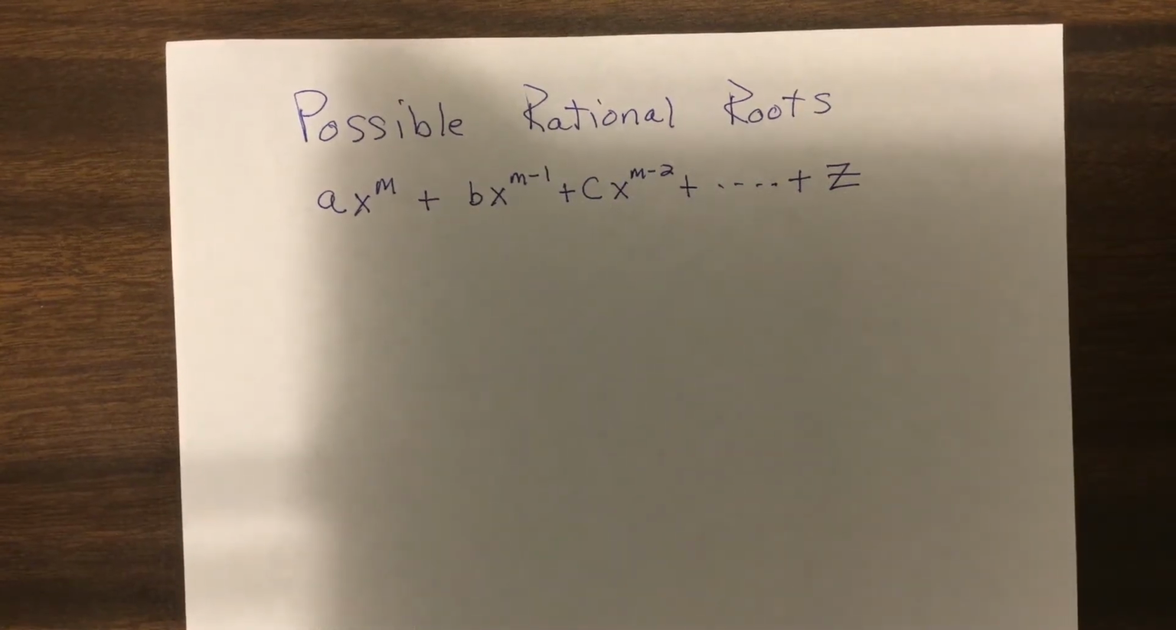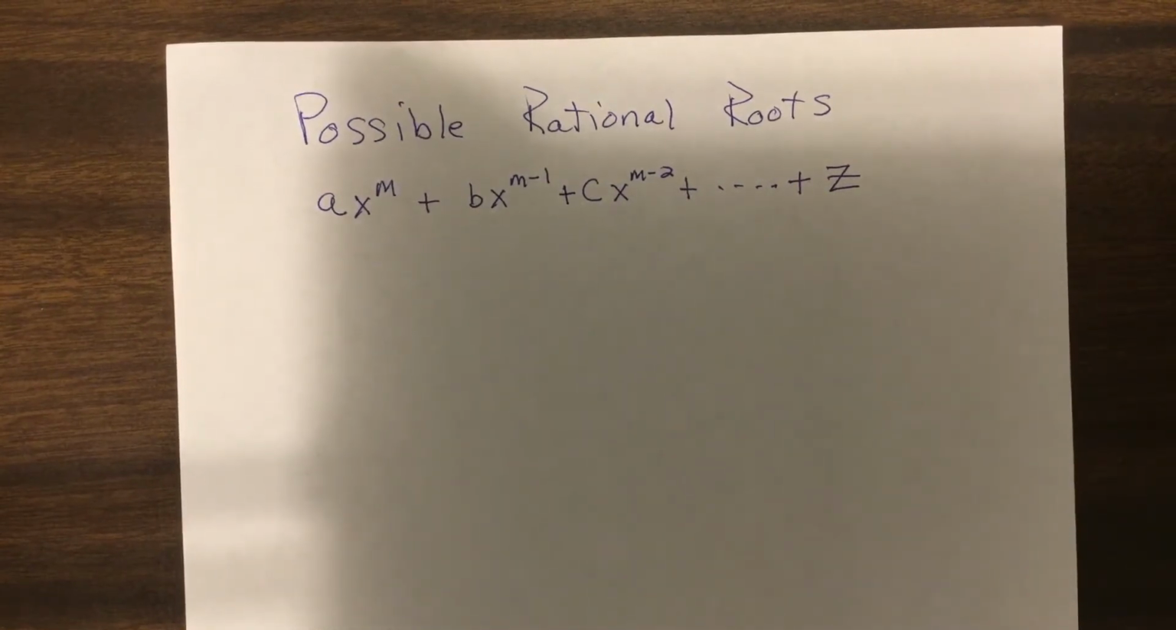Okay, before we can solve, we got to know how to do possible rational roots. So we know that imaginary roots come in pairs. So there's three types of answers, really: rational, irrational, and imaginary. So the first thing we do is find out how many answers there are, and then we see if any of them are rational to see if we can break down the problem.